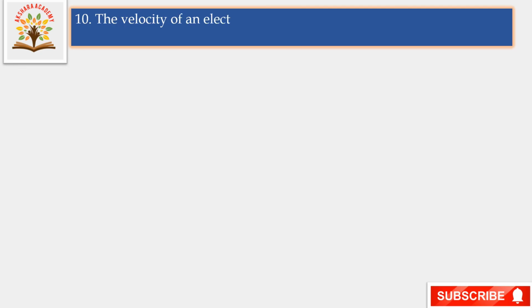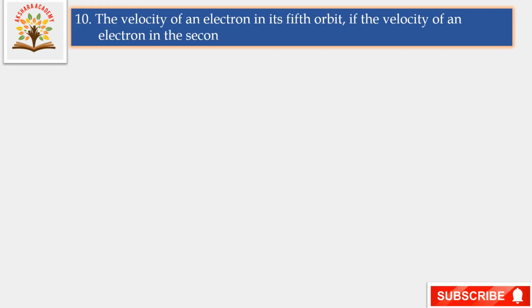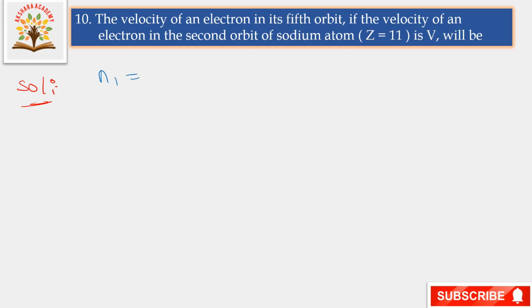The velocity of an electron in its fifth orbit, if the velocity of electron in the second orbit of sodium atom is V, will be. Now we have to calculate the velocity of an electron in its fifth orbit. Now let us go to the solution. n1 is equal to 5 and n2 is equal to 2. V1 is what we have to calculate and V2 is equal to V.